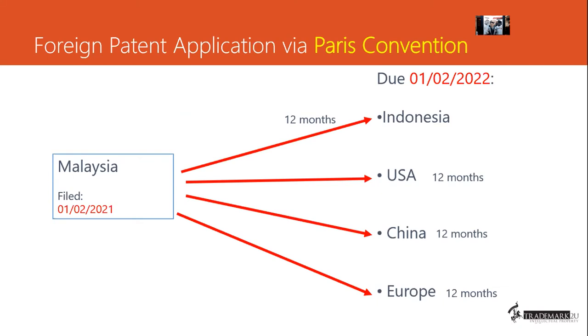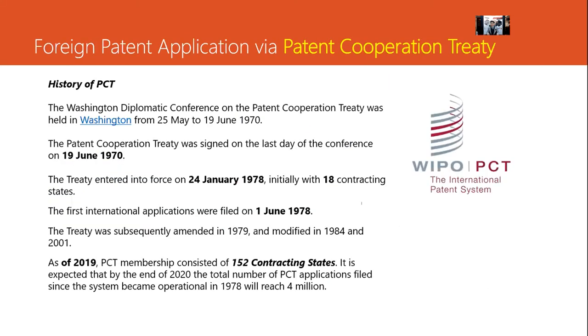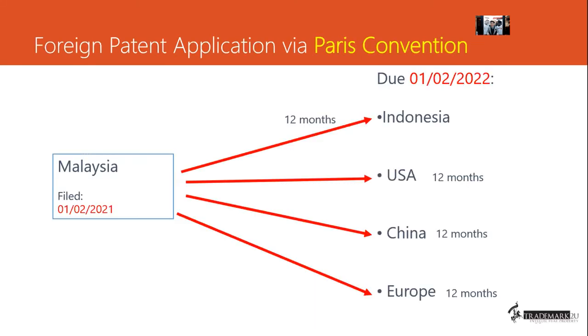Can you file it? Yes, you can file it, but you're gonna waste your money because they might object due to lack of novelty and all this, all right? So some people will say, hey, 12 months, is it too short? Because if I want to file in 10 over countries, it will cost me a fortune, and I need more time to complete my foreign patent applications.